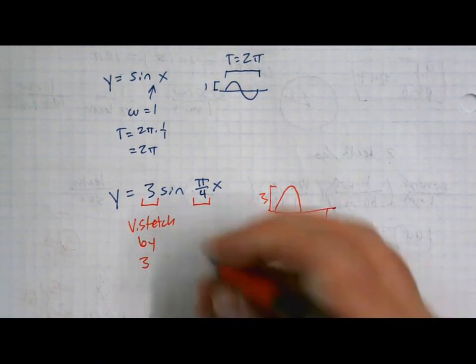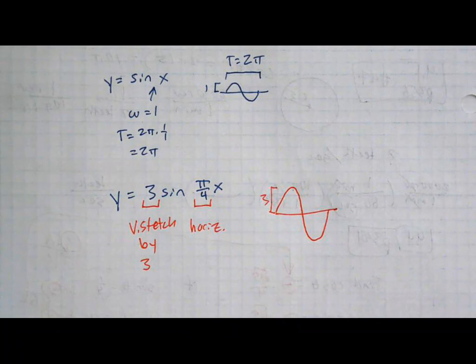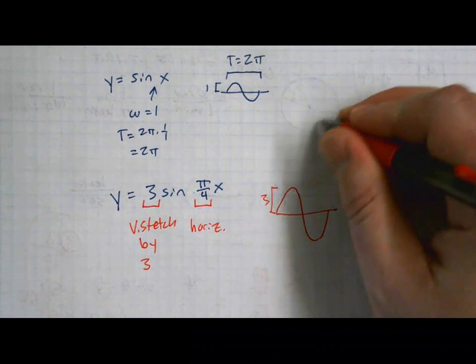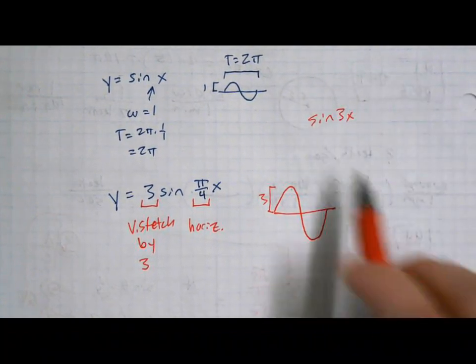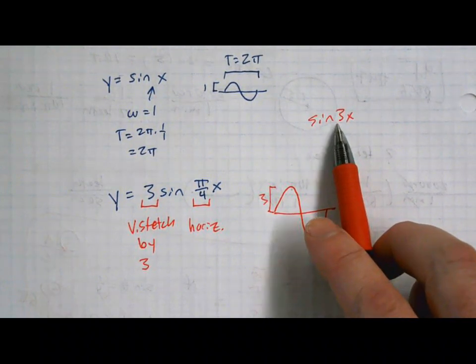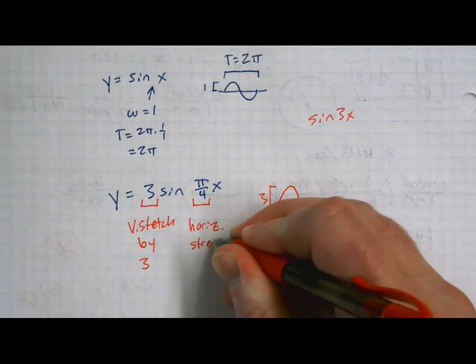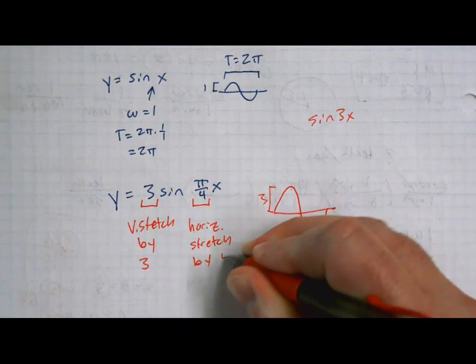It says a horizontal. And is it a stretch or a compression? Horizontal. Now, when we think about things being multiplied on the inside, we think of them being multiplied by their reciprocals, right? If it had said, for example, sine of 3x, this would be a horizontal compression by 1 over 3, right? So this is going to be a horizontal stretch by 4 over pi.